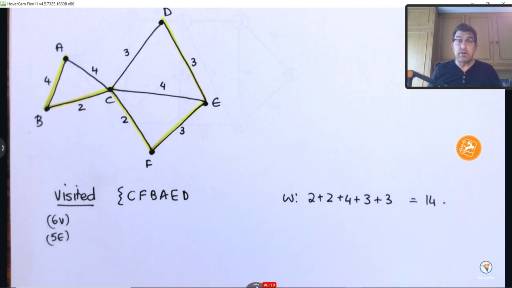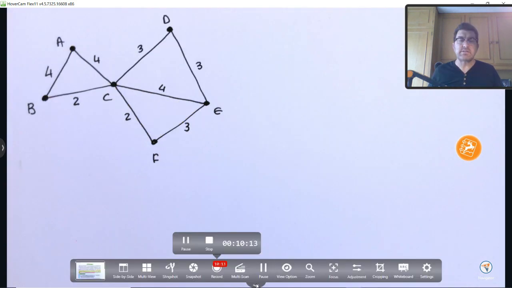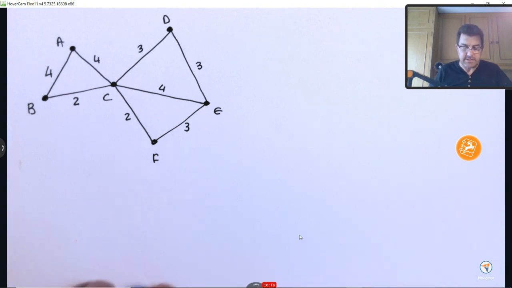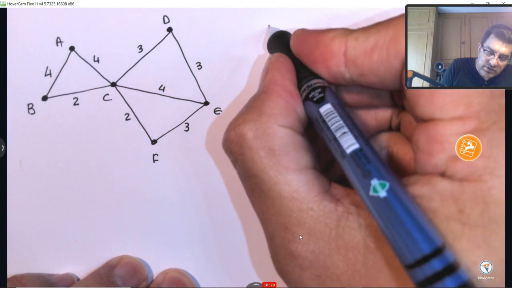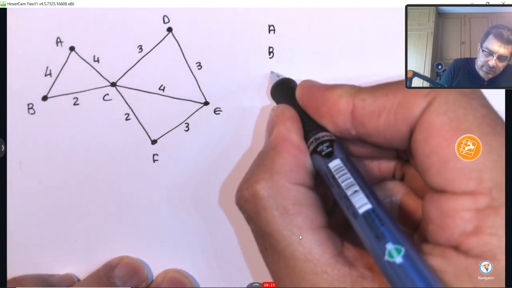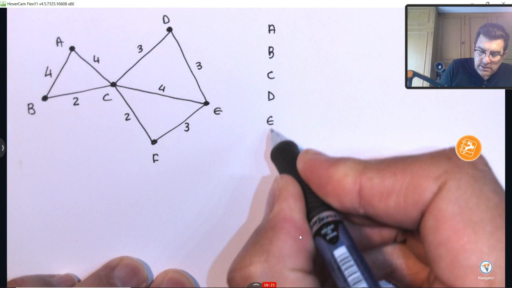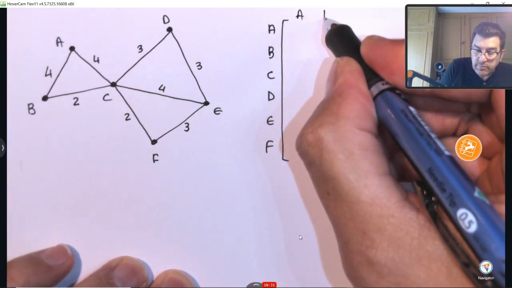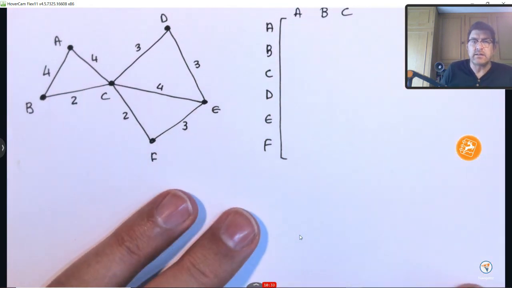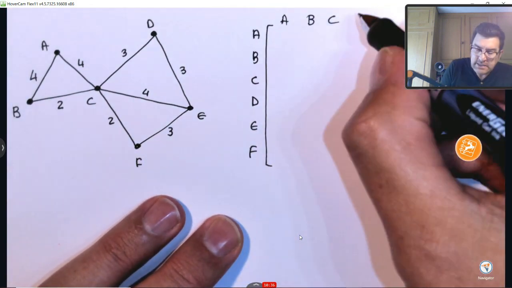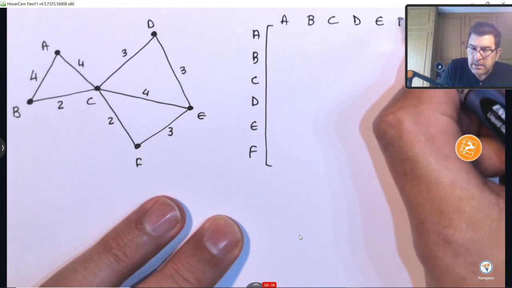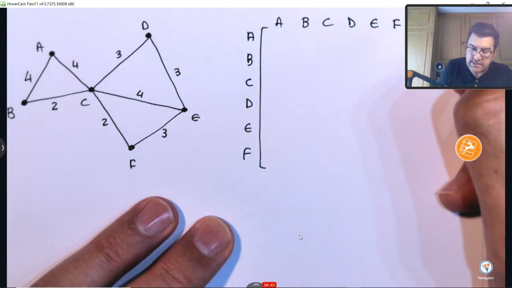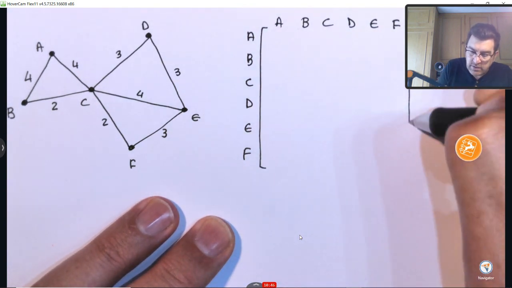the weight of this minimum spanning tree is indeed 14. Now let's do the same problem, and this time we're going to do it with our adjacency matrix. Now let's form our adjacency matrix. It's a square matrix, A, B, C, D, E, F over there, and then A, B, C, D, E, F. Let me just make space here for us. Okay, so there we have our adjacency matrix. We are now going to populate it.